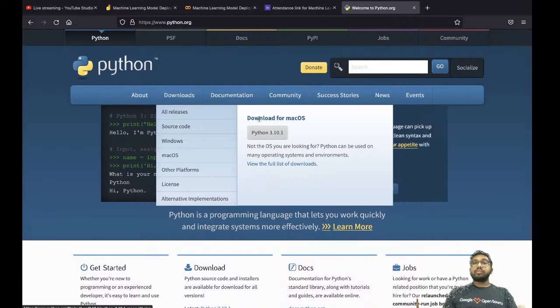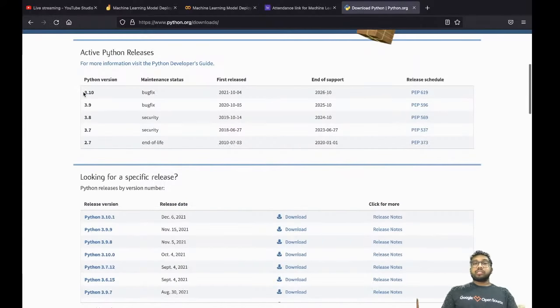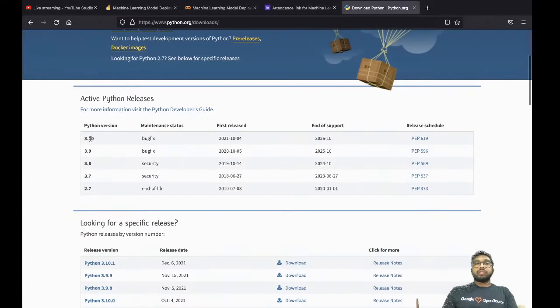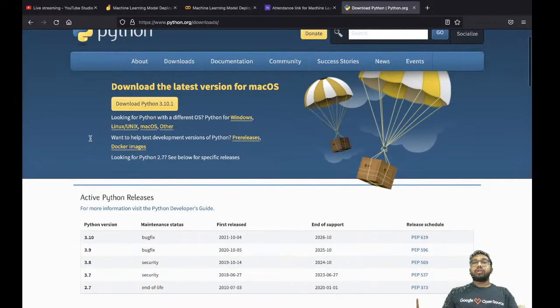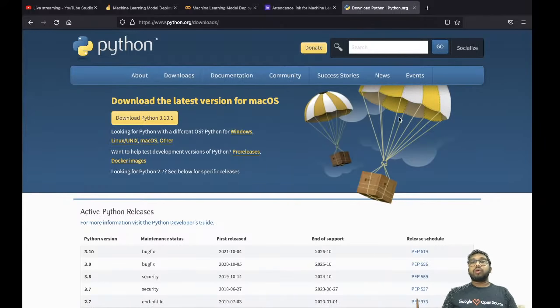What you need to do is click on this, view full list of downloads. These are all the versions of Python, right? If you want the latest version, this is 3.10. What you can do is click on download and click on this Python 3.10. The installation is very, very simple. You just have to keep clicking next, and that's it. So from here, you can easily download your Python.